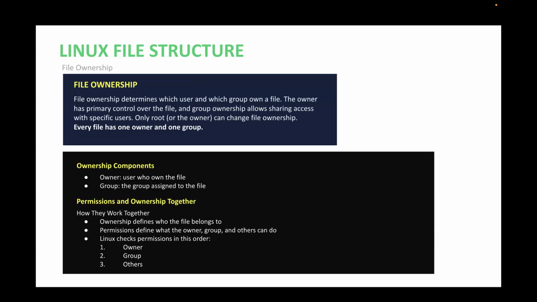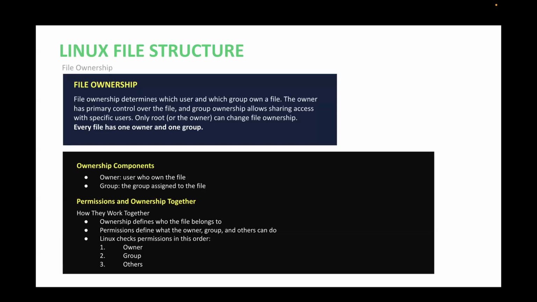Okay. So file ownership. So really, if we look at this, we're seeing that file ownership is quite important when it comes to changing permissions or running basic operations on a file. So file ownership basically determines which user owns a file and which group owns a file.